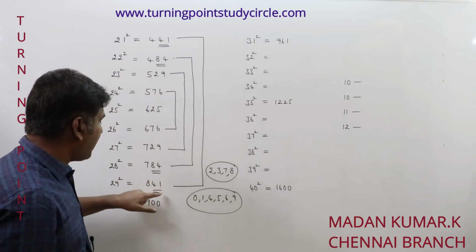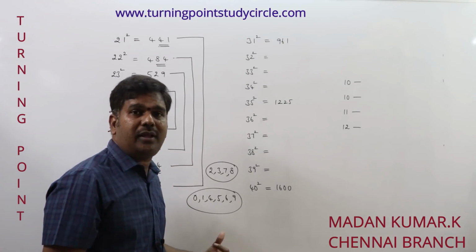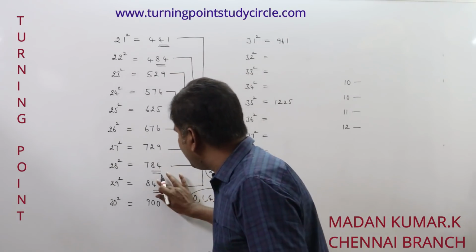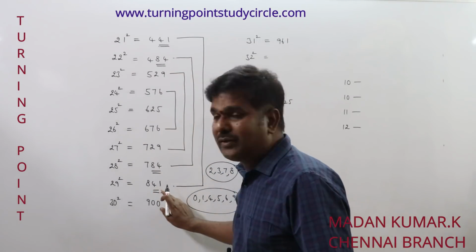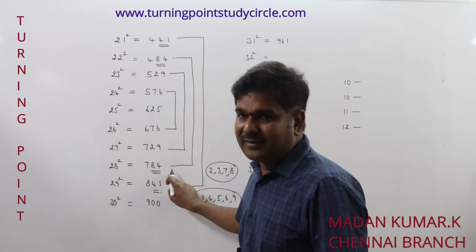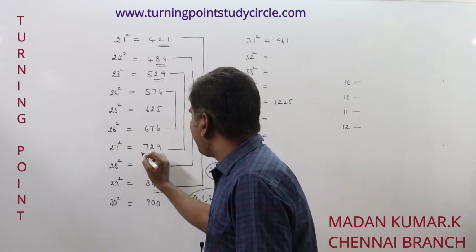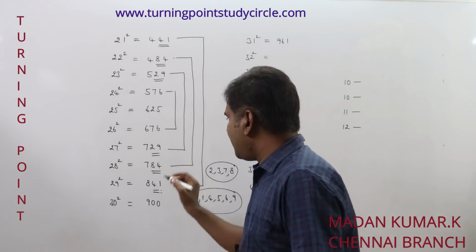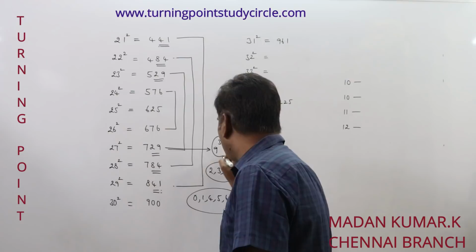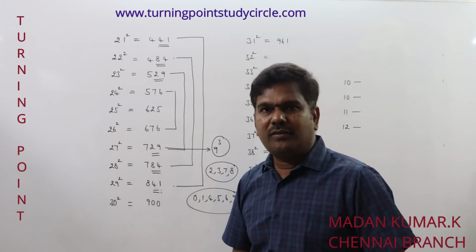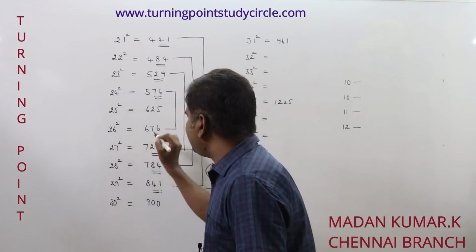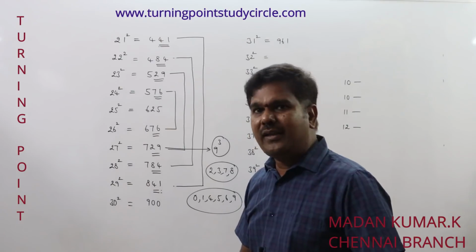Not only do 1 and 9 squares end with 1, from 21 to 30 you have an additional shortcut: the last two digits of 21 square and 29 square will be the same. 22 square is 484, 28 square is 784, 23 square 529, 27 square 729. Remember this, 27 square 729 is also 9 cube. 9 cube is also 729, 27 square is also 729, 24 square 576, 26 square 676.